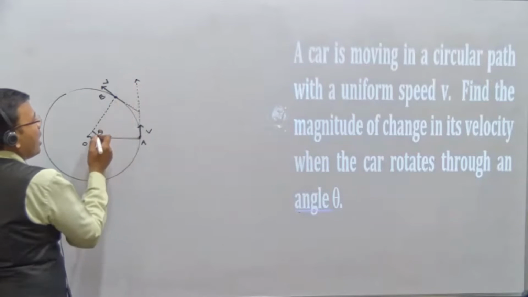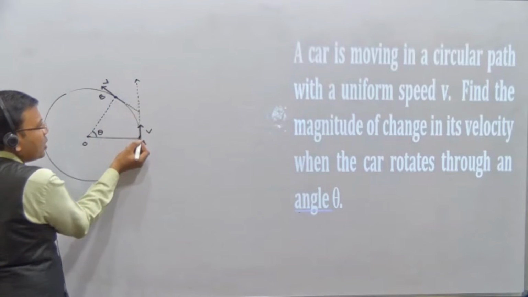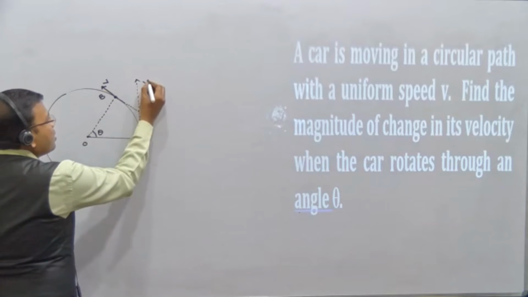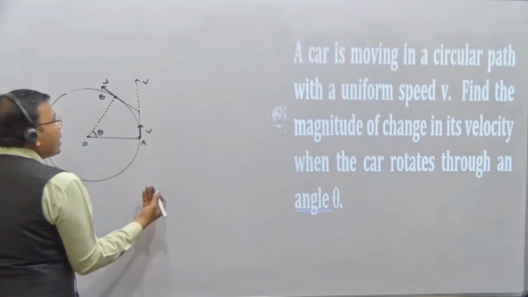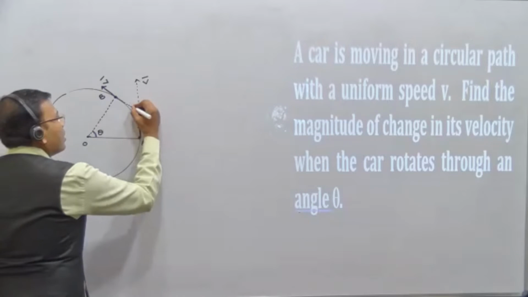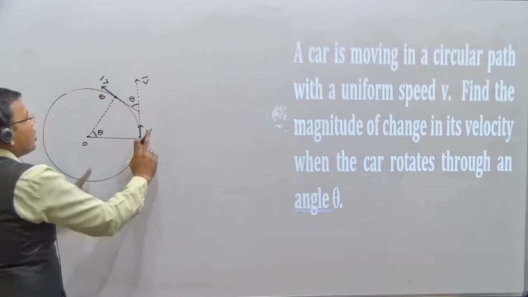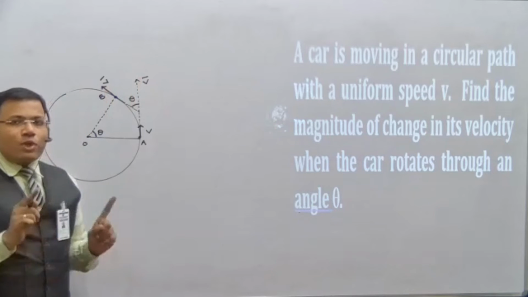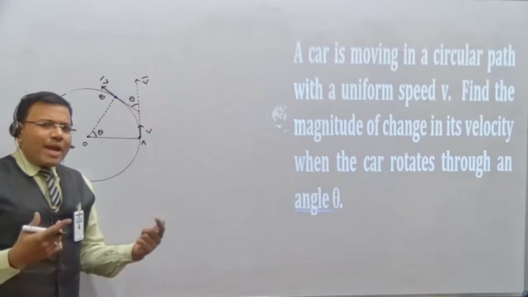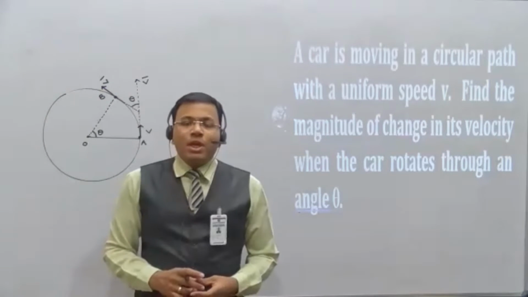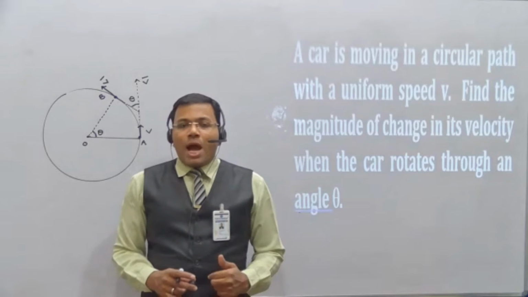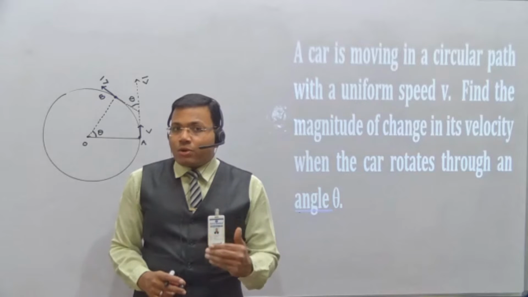This is the initial direction and this is the final direction. Students, this is v and this is also v. If you consider this as a vector, this is also a vector, and if this is theta, then this is also theta. That means two velocities are there, and the angle between these two is theta. If I ask you what is the change in the velocity, many of the students will say the change in the velocity is zero, but that is wrong.